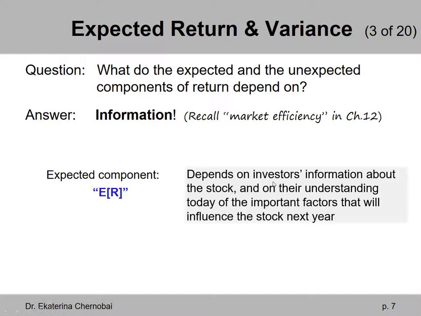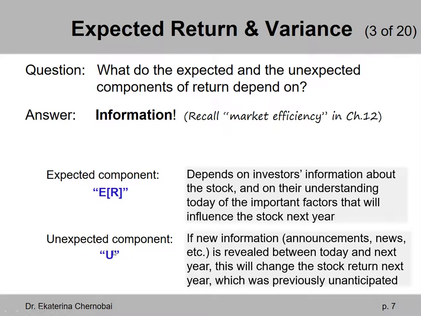Or maybe we can say it differently. They would expect that the company will be more profitable and make higher profit every year, which will allow the company to pay higher dividends to investors. So maybe all of that information is, actually not maybe, this is exactly how the expected return component is determined. So the expected component of return, E and R in the brackets, depends on investors' information about the stock and on their understanding today of the important factors that will influence the stock next year.